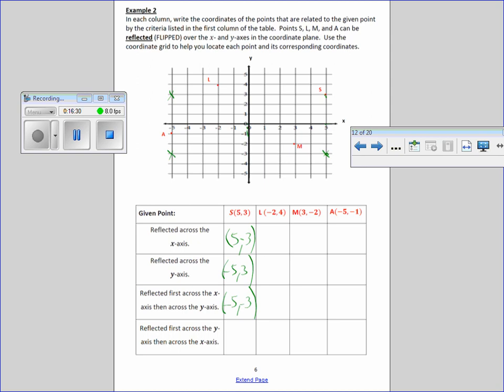Last one. Go back to the original point. Where do I got to go first? Over the y. Where do I wind up? What quadrant? 2. Then what do I got to do? What quadrant do I wind up in? And look, what do you notice? It's the same one as the one that you just did.